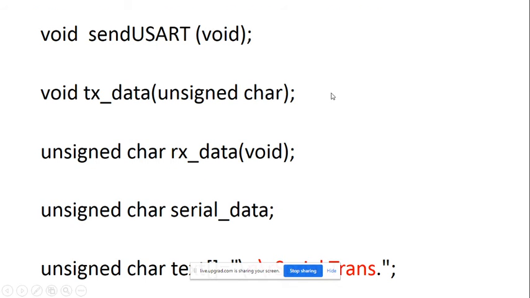Then next, we write the various subroutines. The first subroutine is send UART. The next subroutine is TX data, meaning transmit data. The next is RX data, meaning receive data. Next, you declare a variable serial data whose type is unsigned char. Then you write one text within the array, serial transmit. In this fashion, you can write any message as per your demands. Okay. Next.